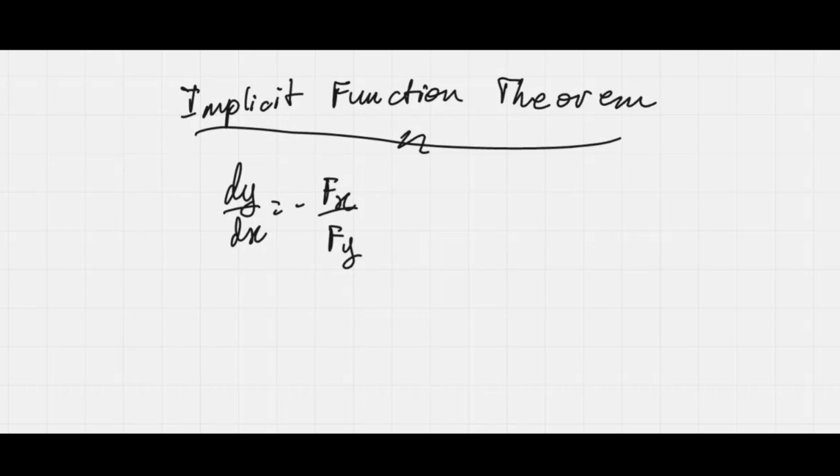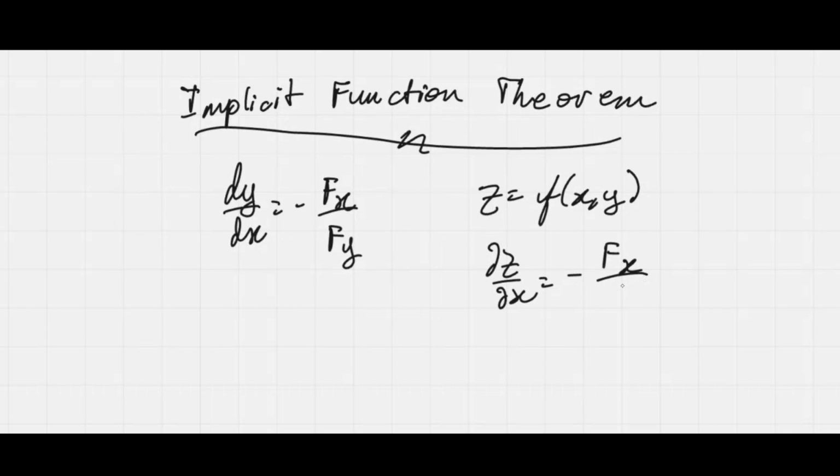So we might have, for example, a multivariable function, a z being defined by f of x comma y, and so del z del x is going to be equal to negative f sub x over f sub z, and the same goes for y. Del z del y is going to be equal to negative the partial of f with respect to y over the partial of f with respect to z.